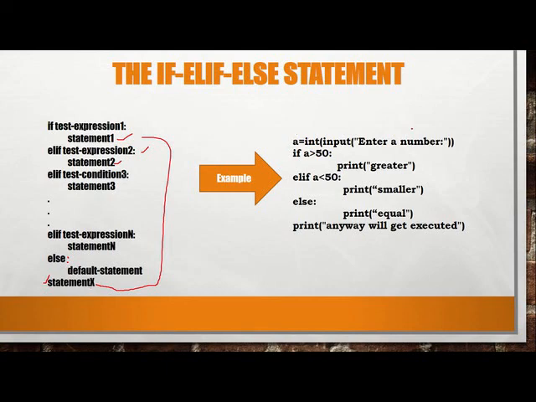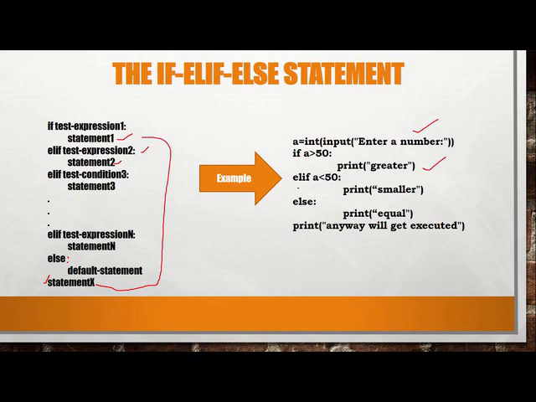Here what I'm doing is I'm taking a number as input, and after taking the number, I'm checking whether the value of that particular variable is greater than 50 or not. If it is greater than 50, we can print greater. Now suppose it is not greater than 50, there are two situations. Either it is less than 50 or it is equal to 50.